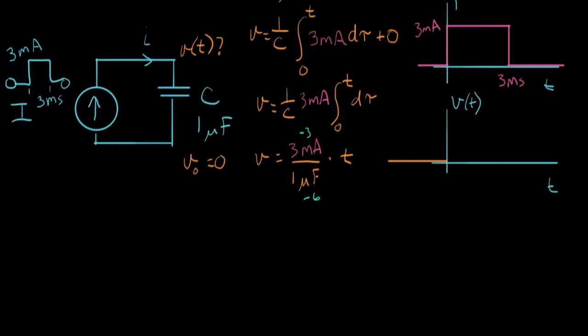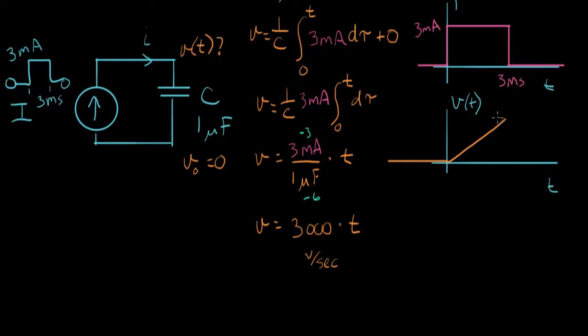We'll keep our plots on there. What we end up with is V equals 3 times 10 to the minus 3 over 10 to the minus 6, so that's 3 times 10 to the third, or 3,000, times time. And what's that? That's the equation of a line, and it has a slope of 3,000. The units here are 3,000 volts per second. So I'll go over here and sketch this in. This is going to be a straight ramp with a constant slope, happening all during this pulse.